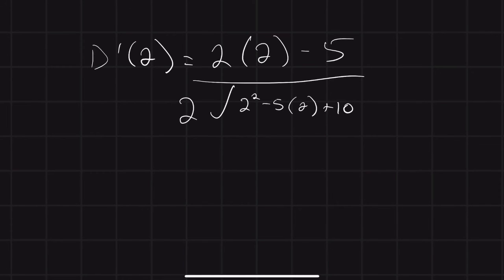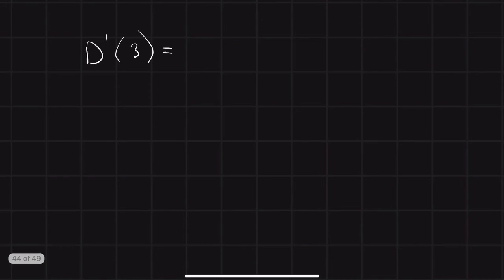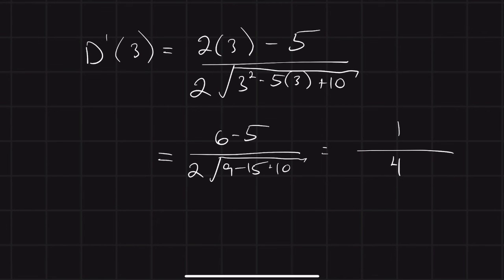Let's plug 2 into the d prime formula. That would give us (2 times 2 minus 5) divided by 2 times the square root of 2 squared minus 5 times 2 plus 10. And this would end up simplifying as negative 1 over 4. Now we can find d prime of 3 by substituting 3 into the d prime formula, and that would simplify to being 1 over 4.